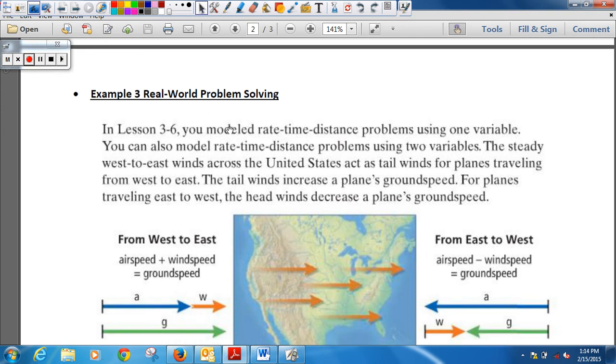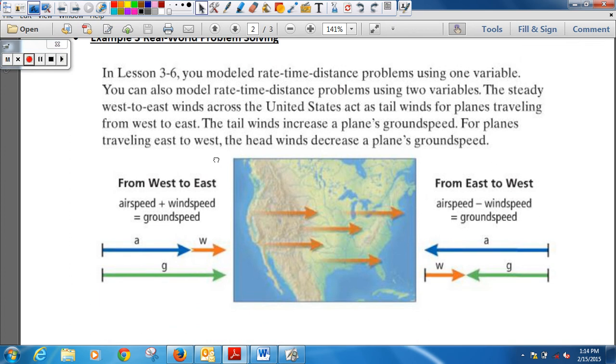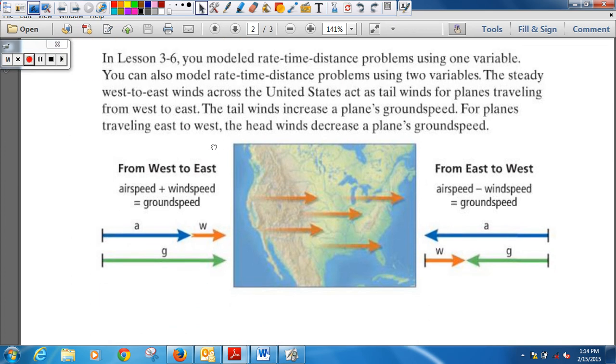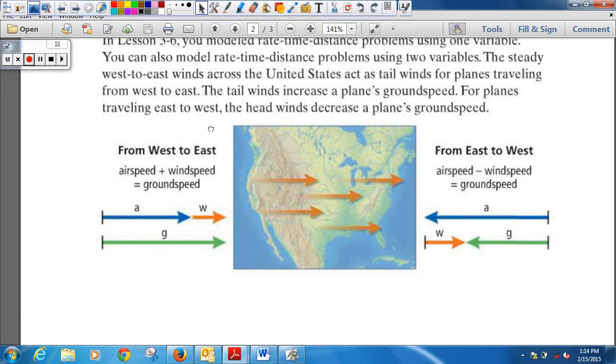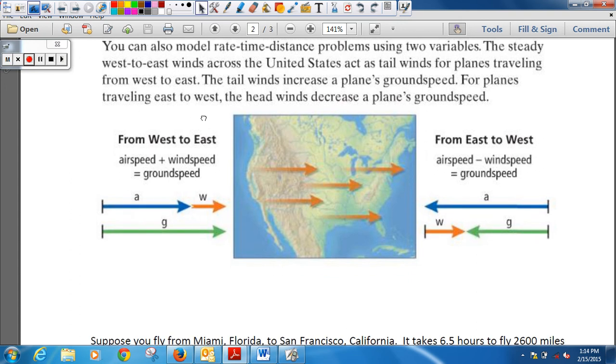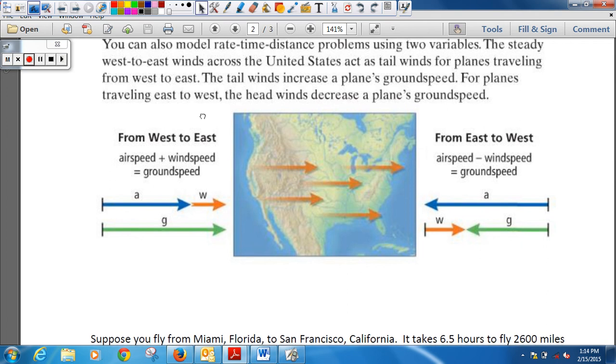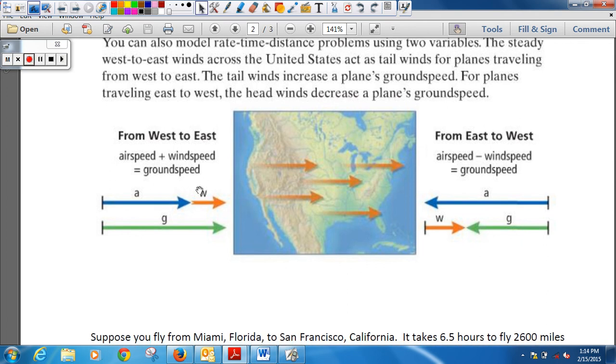This is actually the last example for this lesson. In lesson 3.6, you modeled rate, time, and distance problems using one variable. You can also model rate, time, distance problems using two variables. The steady west to east winds across the United States act as a tailwind for planes traveling from west to east. So when you're going from west to east, the air helps push you along and moves you faster. The opposite happens when you go from east to west.